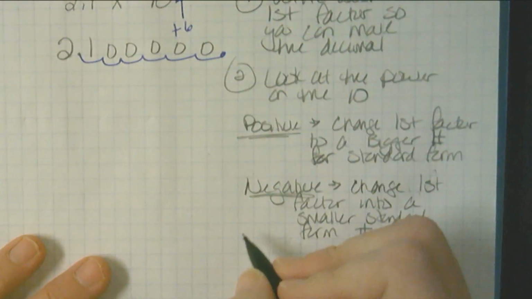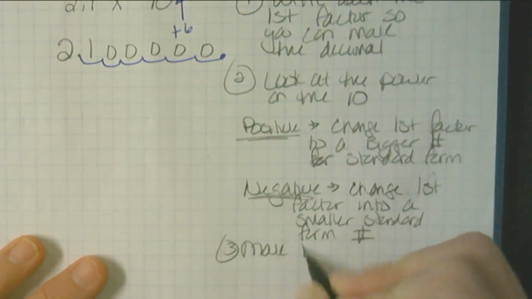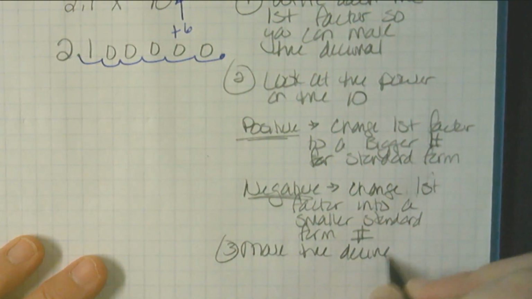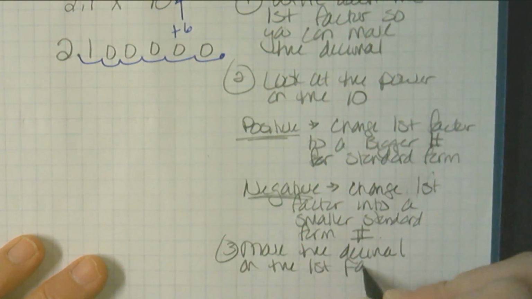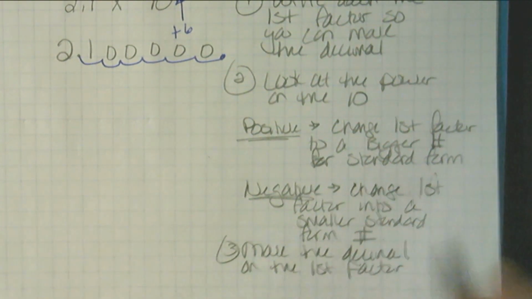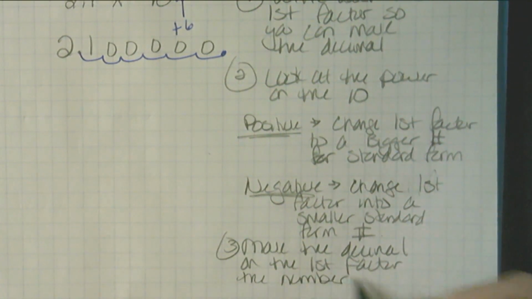So the third step here is going to be move the decimal on the first factor the number of times of the exponent.